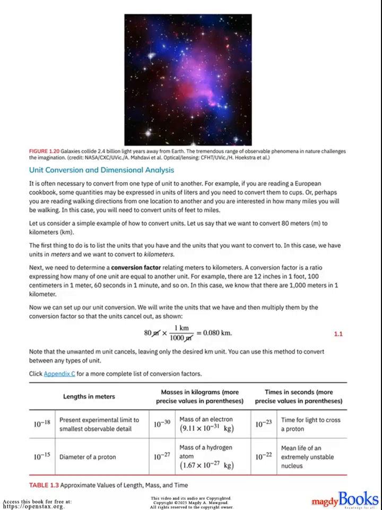We will write the units that we have and then multiply them by the conversion factor so that the units cancel out, as shown. 80 meters, multiplied by 1 kilometer over 1,000 meters, equals 0.080 kilometers. Note that the unwanted m unit cancels, leaving only the desired kilometer unit. You can use this method to convert between any types of unit. Click Appendix C for a more complete list of conversion factors.